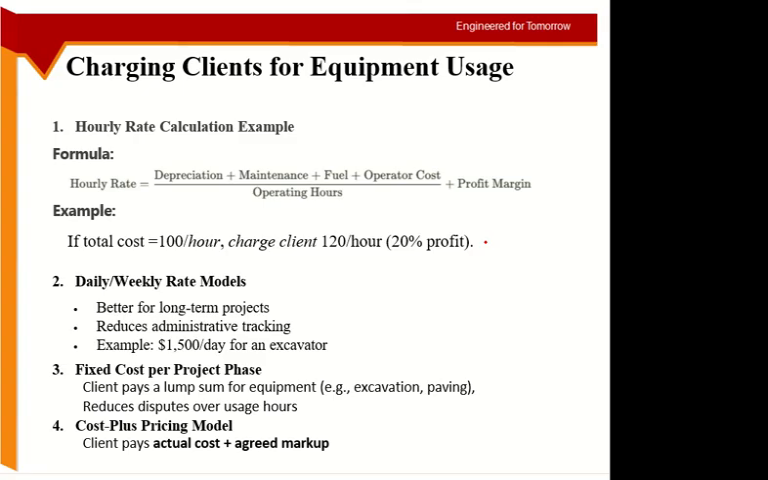Any maintenance you may have to do during the project, or overall maintenance, change of tires, change of oil, cleaning and whatever. Fuel cost, and obviously operators will take a cost. All these things are totals for the whole project, and then you divide by the number of hours in which you will operate this equipment in your project, plus the profit margin. So say the total cost is 100 per hour, and you have 20% profit, so your total cost will be 120 per hour.